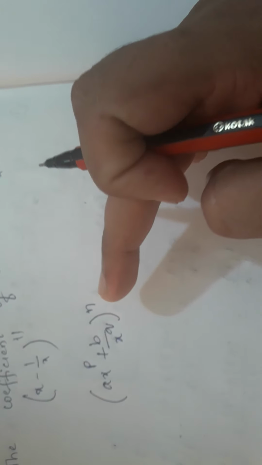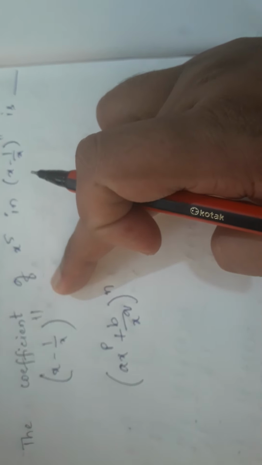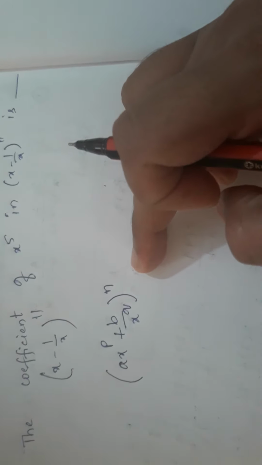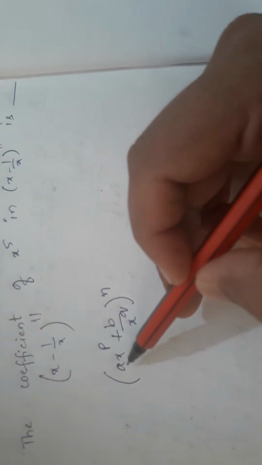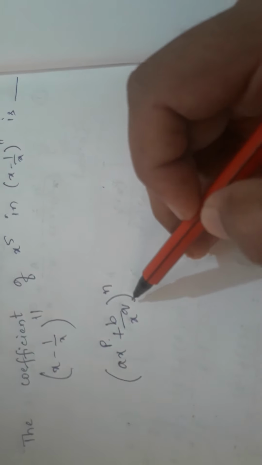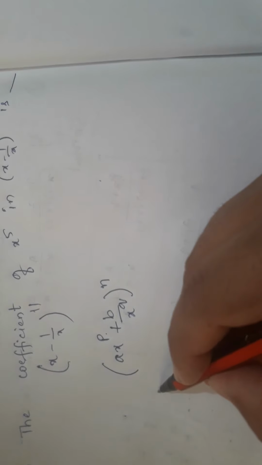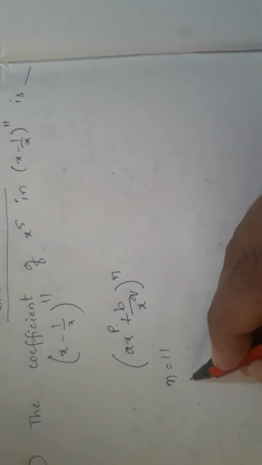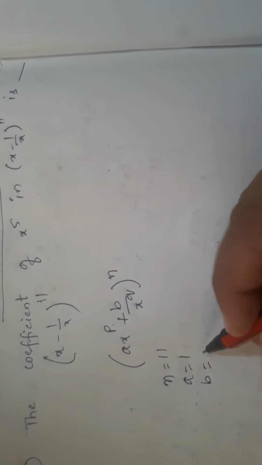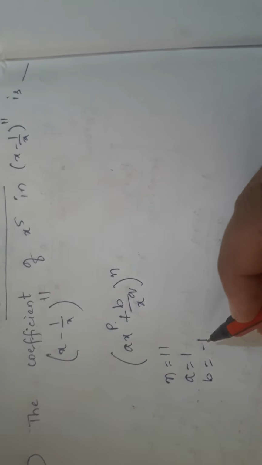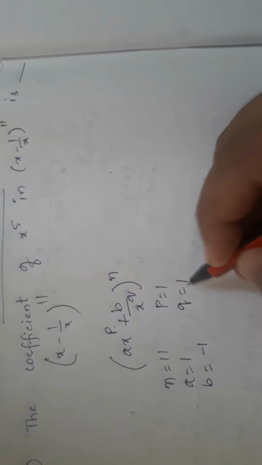What I have to do is compare the given expansion with my formula. When I am comparing, I need to find the a value, p value, b value, q value and n value. Upon comparison I got n equal to 11, a equal to 1, b equal to minus 1, p equal to 1, and q equal to 1.